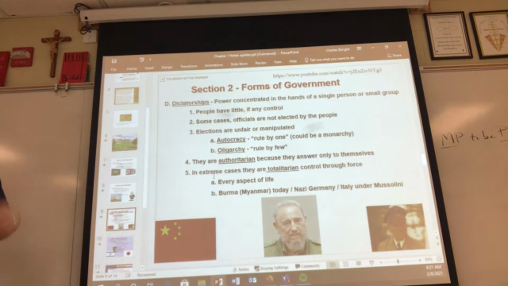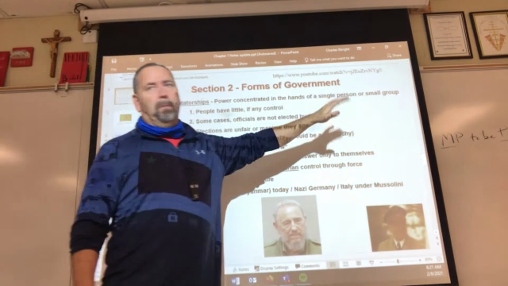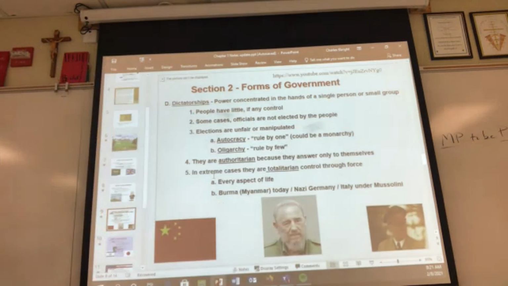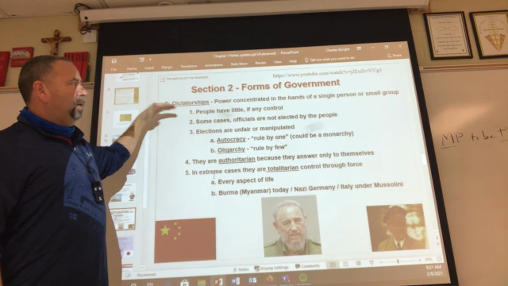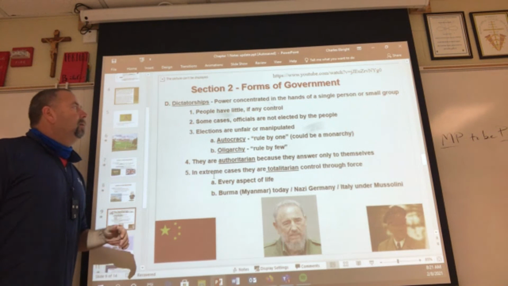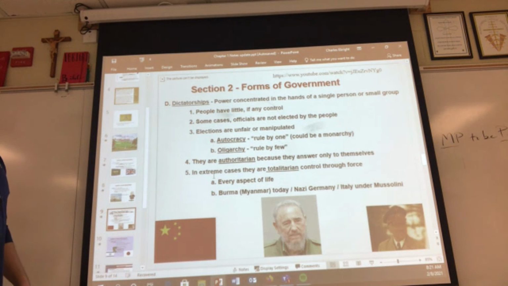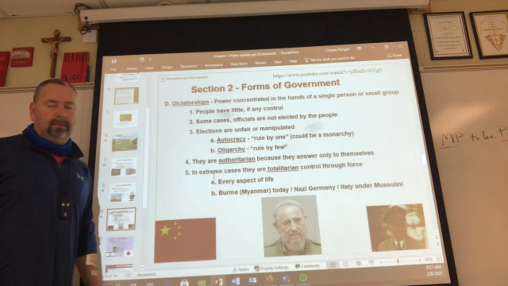The next one you have on there is dictatorship. Power is in the hands of a single person or small group. So it could be an autocracy or it could be an oligarchy, but what's in common is that the people have little, if any, control or say in their government. Elections can be unfair, manipulated.